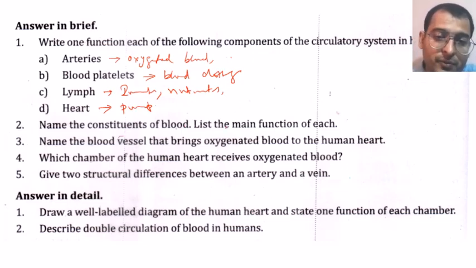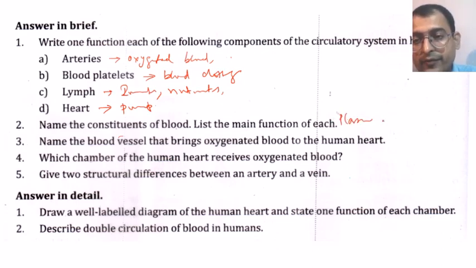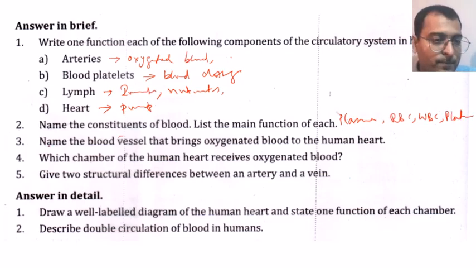Name the constituents of the blood, list the main functions. So you know that the liquid part of the blood is known as the plasma, and the cellular part consists of the RBC or erythrocytes, WBC or leukocytes, and platelets or thrombocytes. Name the blood vessels that bring the oxygenated blood to the heart. Okay, it is the pulmonary vein. The pulmonary vein will bring the oxygenated blood to the heart. Which chamber of the human heart receives oxygenated blood? It is the left atrium.